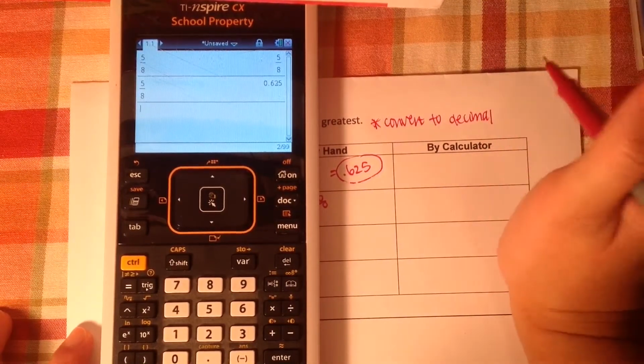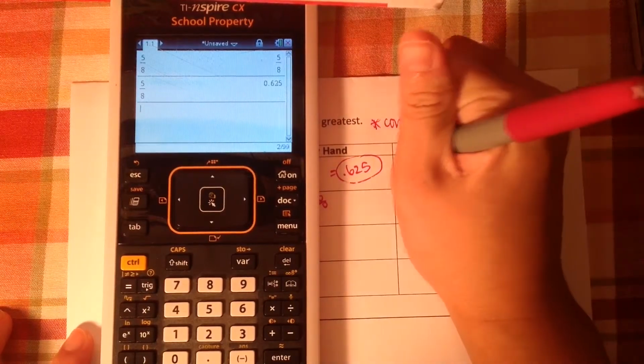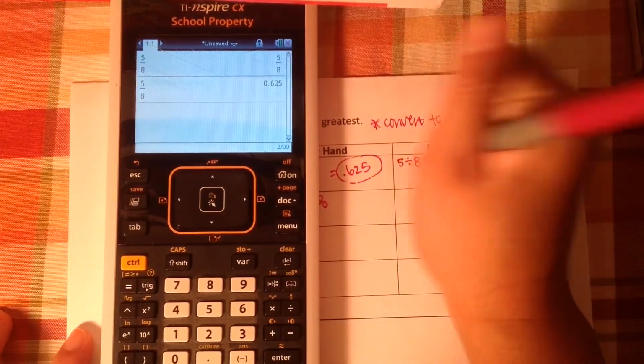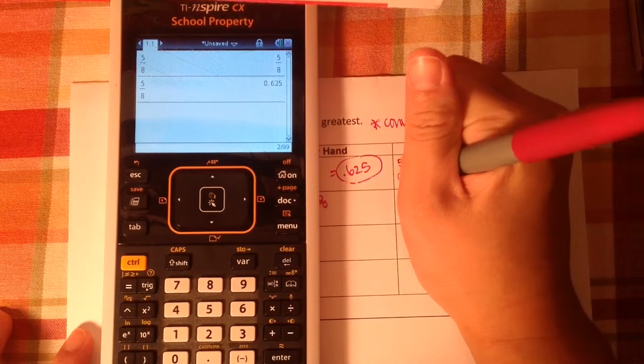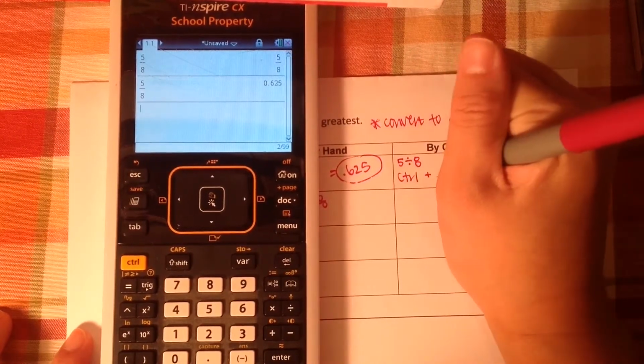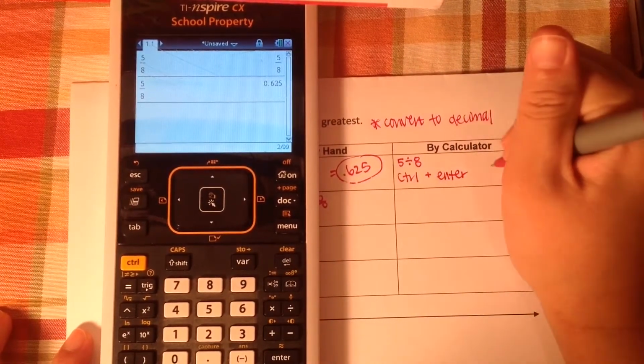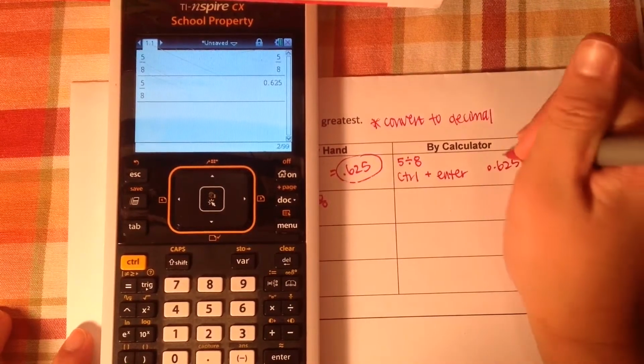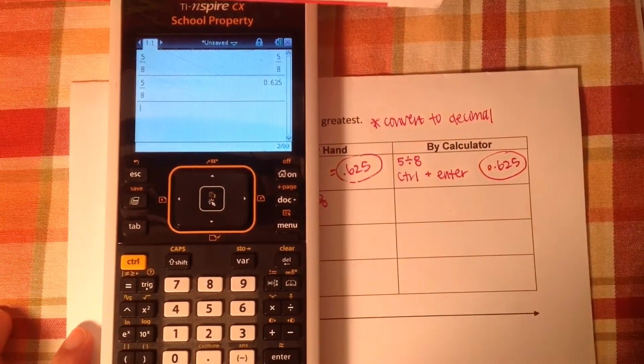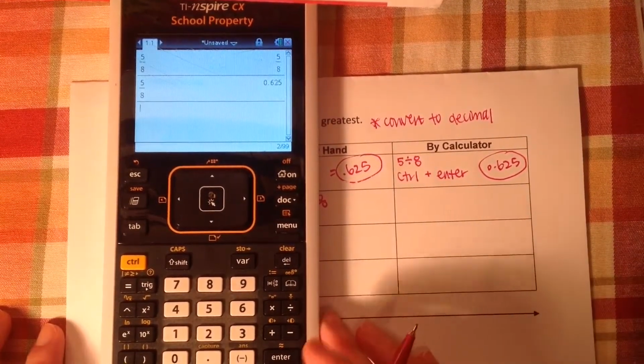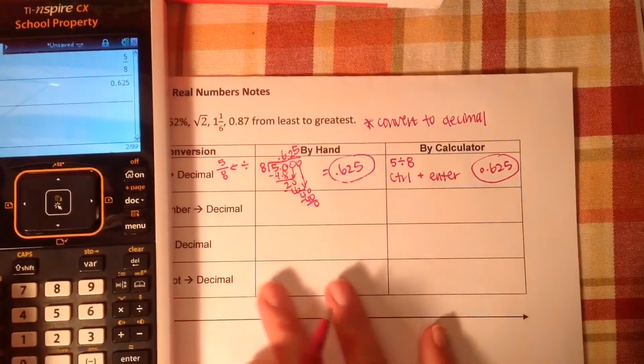So write down these steps just in case you forget. You're going to type in 5 divided by 8. You're going to hit Control, and then enter. And you get exactly the same answer as when you did it by hand. So a lot of times it's great to check by your calculator or even check your calculator by hand because sometimes you plug things in wrong.